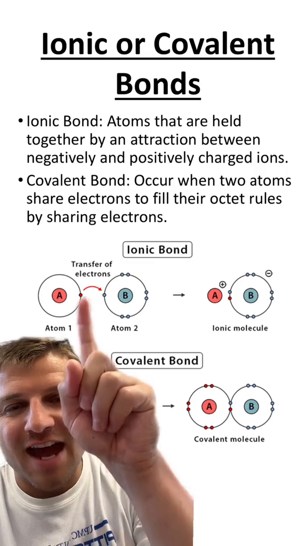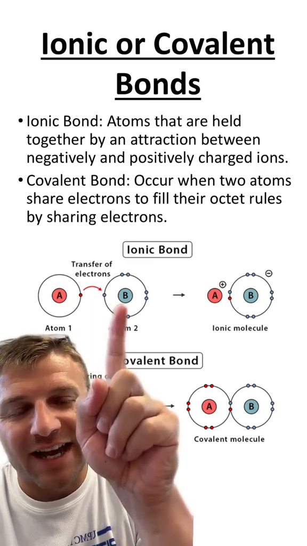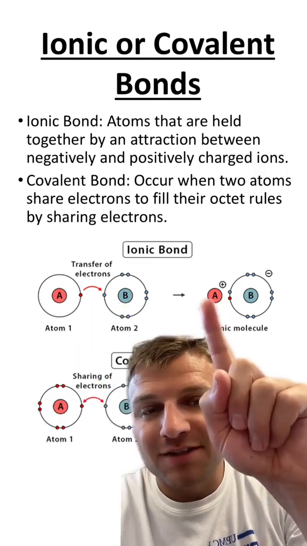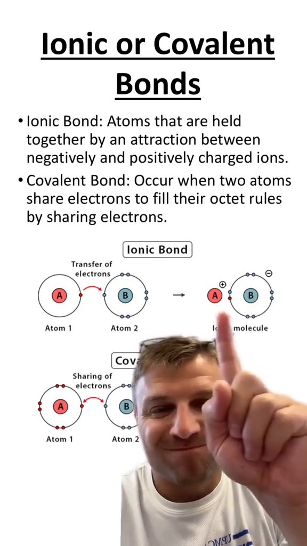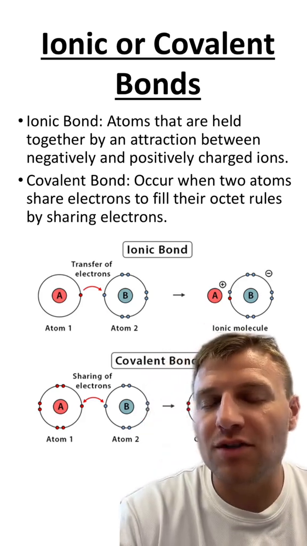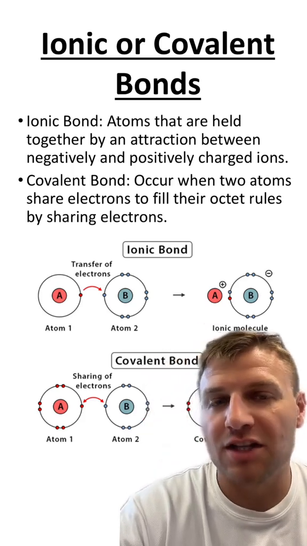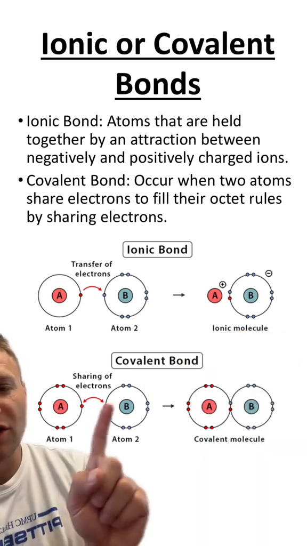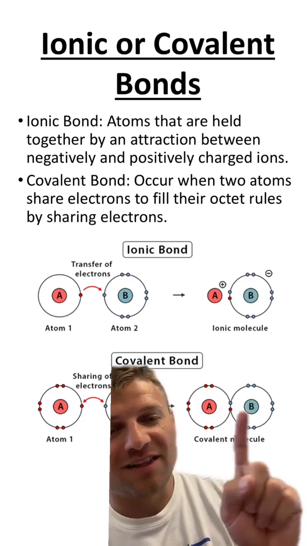You can see our first atom here gives an electron to our second atom, which makes our first atom positive and our second atom negative. So this attraction force between the two atoms is an ionic bond. Covalent bonds are when atoms share electrons between their orbitals. You can see our two atoms here sharing their electrons.